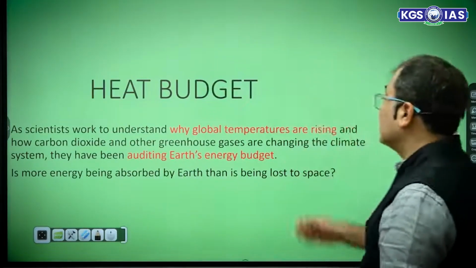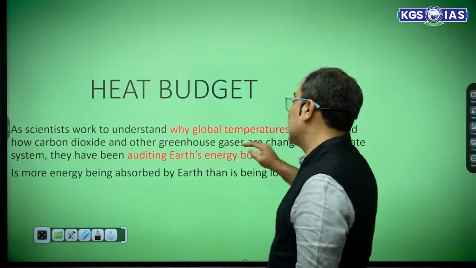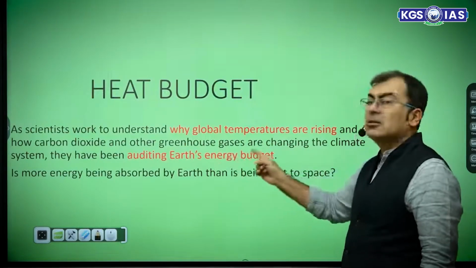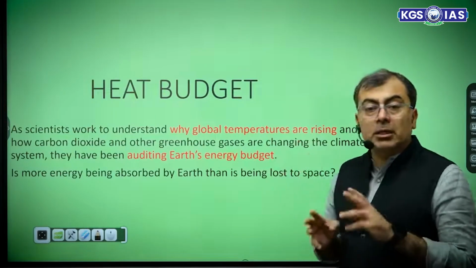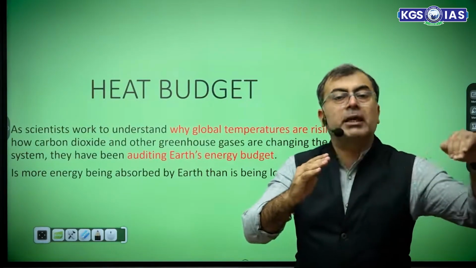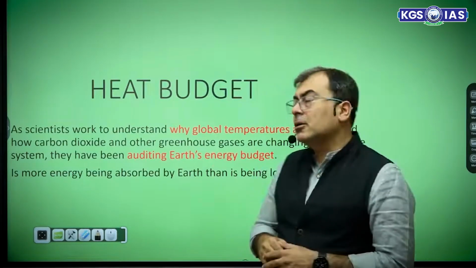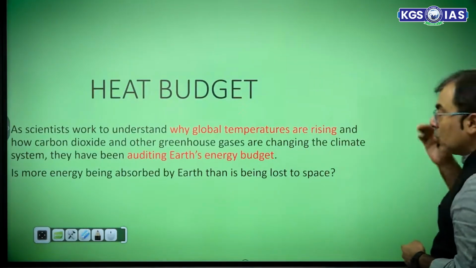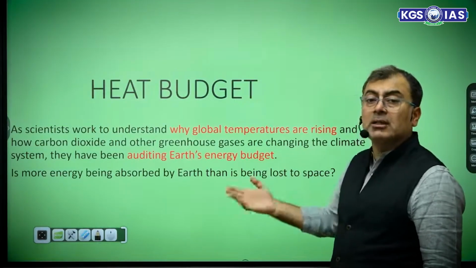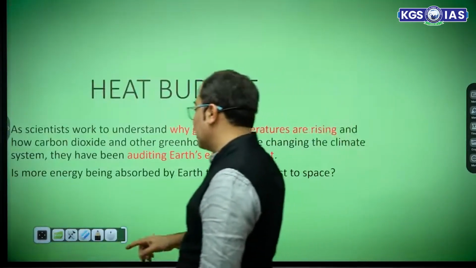So when scientists try to understand why global temperatures are increasing and how carbon dioxide and other greenhouse gases are changing the climate system, they have been auditing Earth's energy budget. So what are they auditing? What are they studying? The income of the energy and the expenditure of the energy. Income from the space system, expenditure from the Earth atmosphere system. Is more energy being absorbed by Earth than it is being lost? Yes, it is more. So that is what we are going to study. But these are certain things which I want to talk about. They will come one by one.